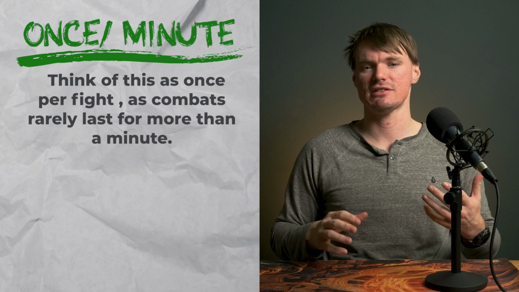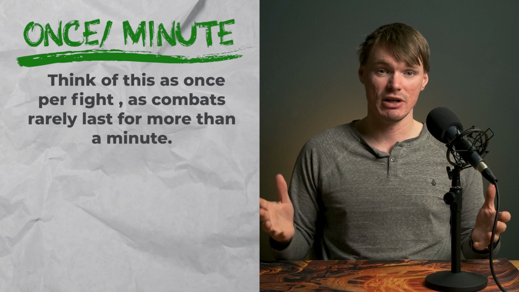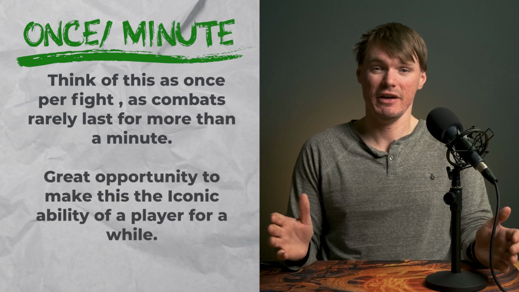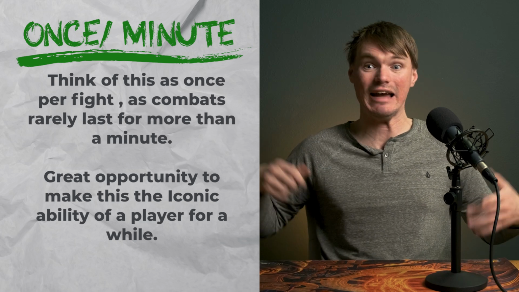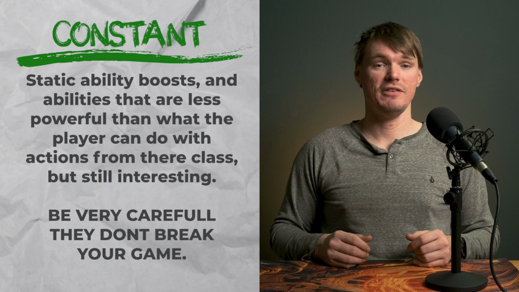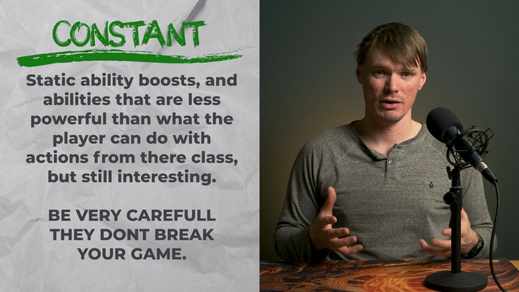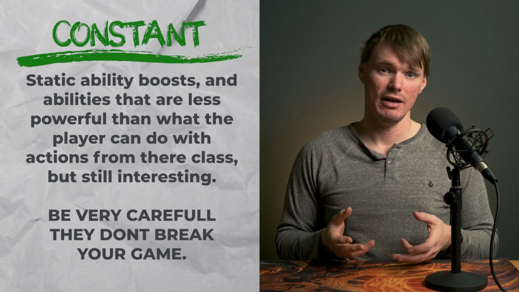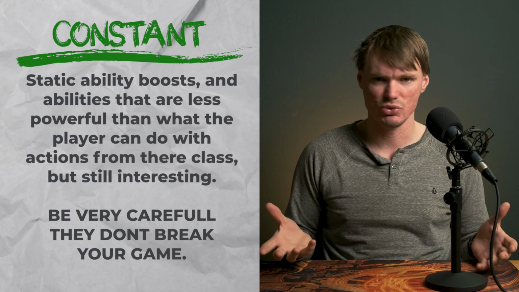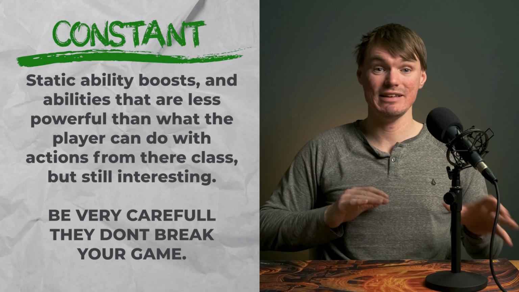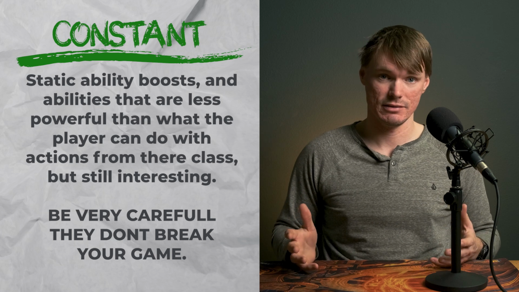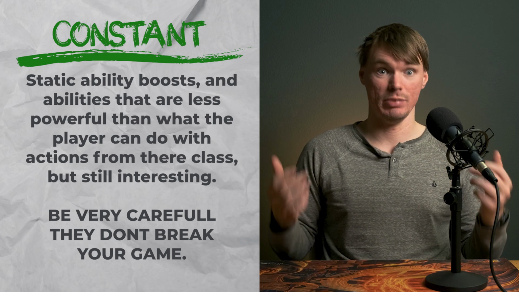Now, once per minute effects are more like once per fight effects, as most combats don't normally last more than 1 minute at a time. Now, these can be pretty powerful effects, but they can also make that player iconic. This could be their iconic thing they do at the beginning of every fight, power up their sword, or something like that. Finally, constant abilities, ones that are always on, are almost always static abilities, or they're an activated item that just keeps going and going and going. Think Decanter of Endless Water or something like that. These should typically be less powerful than any ability that stems from a class the player already has. We don't want our magical items overshadowing the actual players, after all.